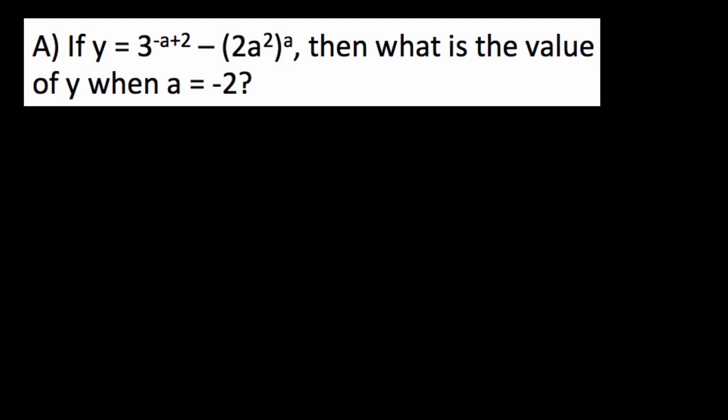Okay, so we have an exponent problem here that also involves a little bit of substitution. We're given a value of our variable, in this case a is equal to -2, and we're given an equation. We're going to plug this variable into the equation and then evaluate it. What does this equation say? Well, we have 3 to the -a plus 2.